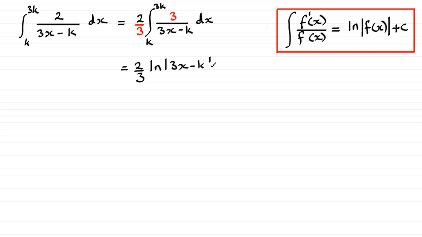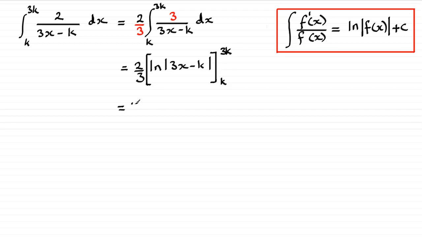All right? And we've got this in limits now, so I'll just put some brackets in here, and we've got our limits then from k to 3k. Obviously we don't need a constant now because it's a definite integral, it has these limits.